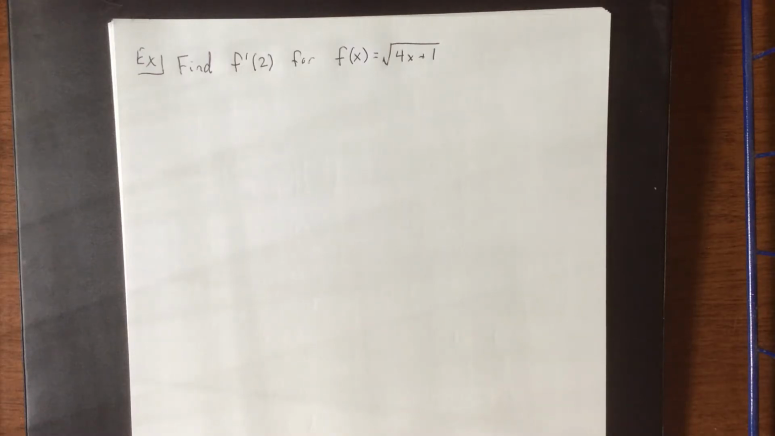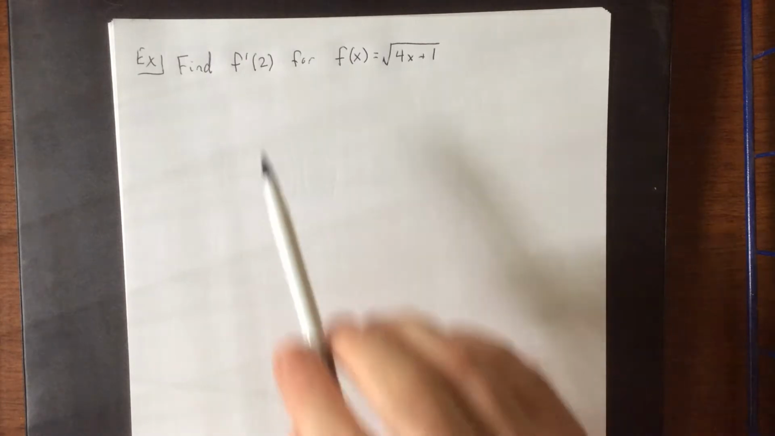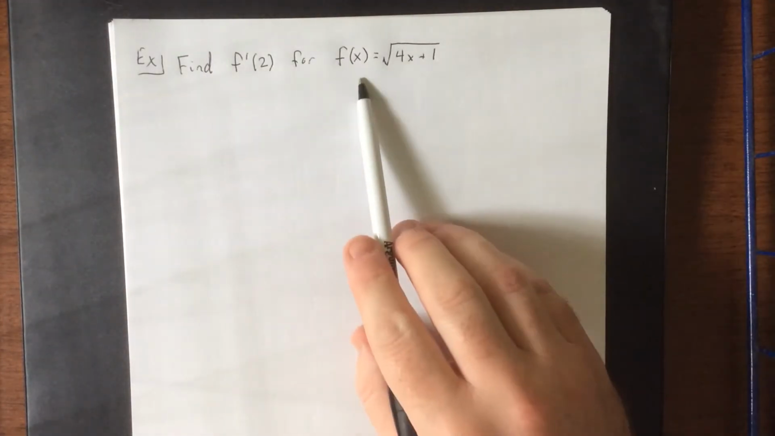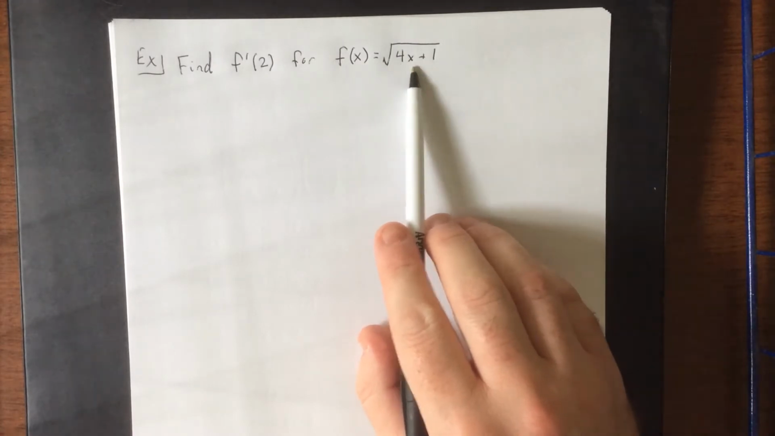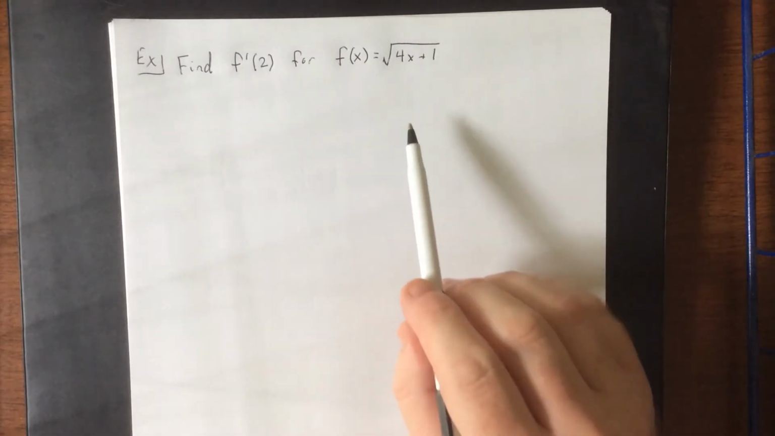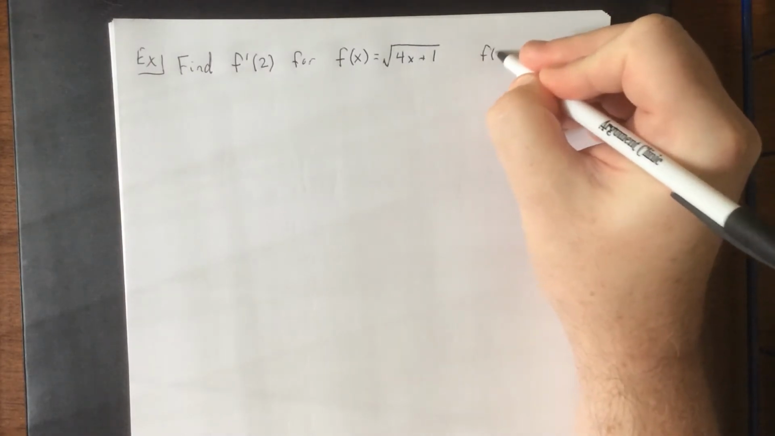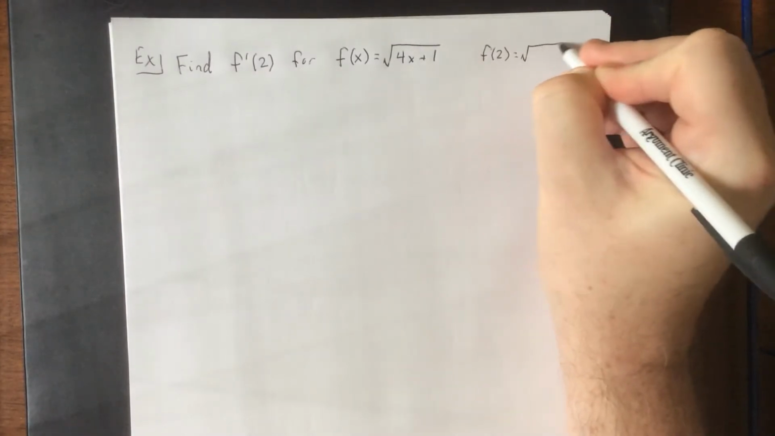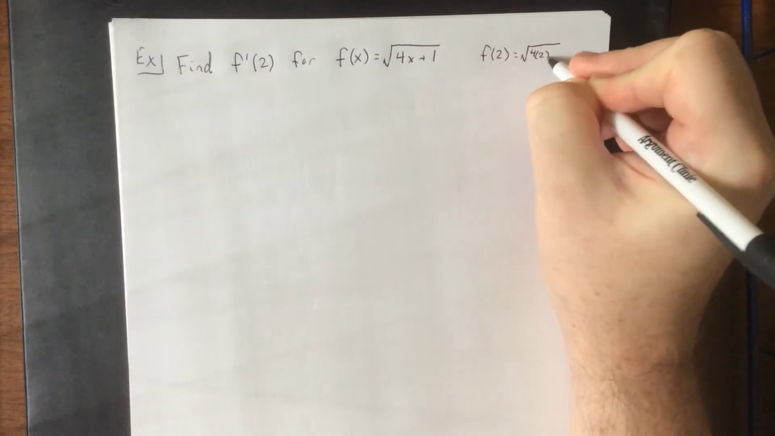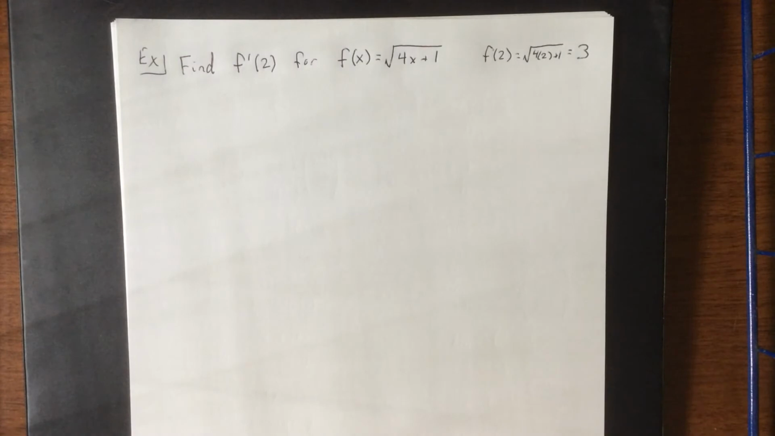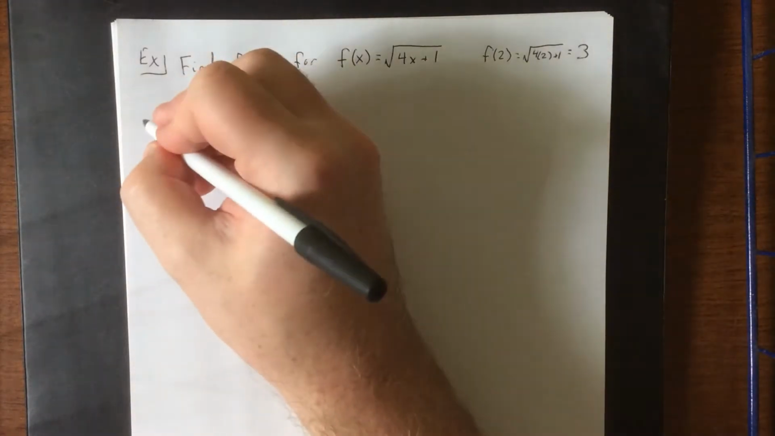Next example, I'd like to find f prime of 2. That's the derivative of f evaluated at x equals 2 for the function f of x is equal to the square root of 4x plus 1. Now, first thing I'd like to do here is find f of 2, since that's used for both of the derivative formulas. That's going to be the square root of 4 times 2 plus 1. By my calculation, that's the square root of 9. That'll be equal to 3. So I'm going to set up and evaluate both forms of what the derivative can look like.